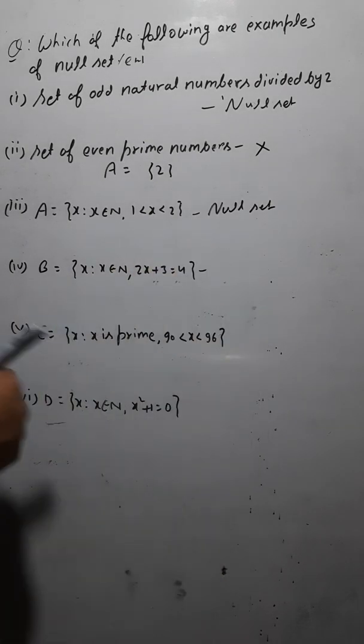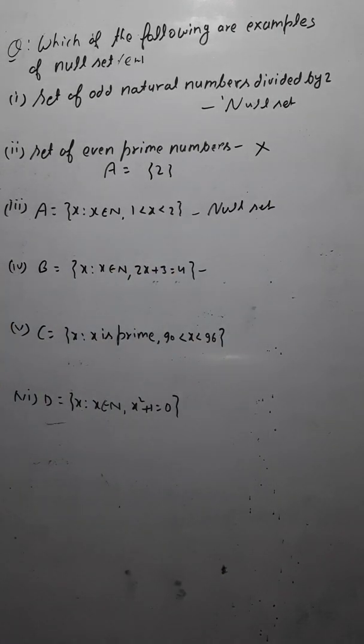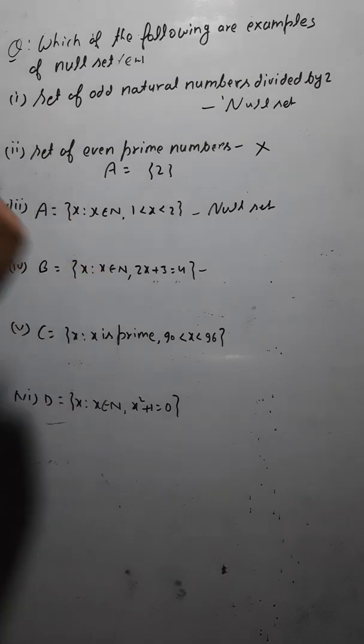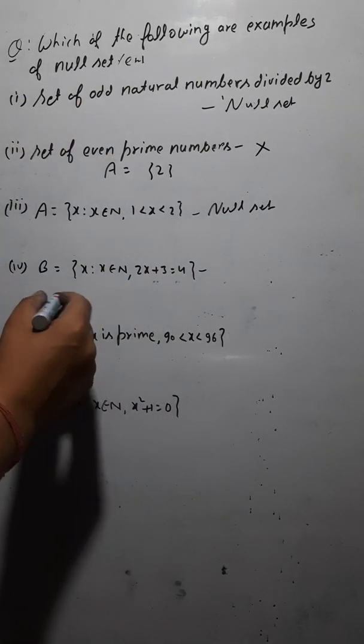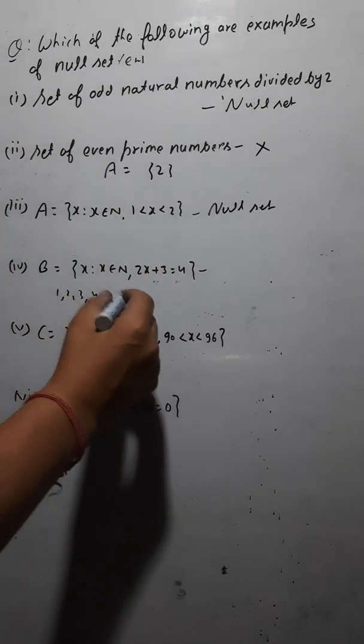Okay. Now the next question: you have a set B and the set B contains the elements x such that x belongs to natural numbers. Okay. Now one more condition has been given: 2x plus 3 equals 4. Now if you see, you have natural numbers 1, 2, 3, 4, etc.